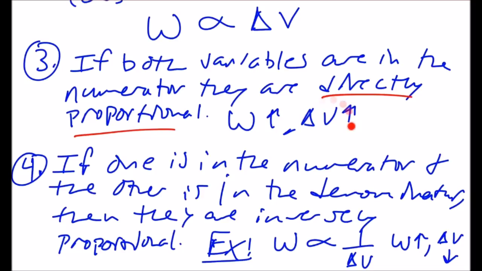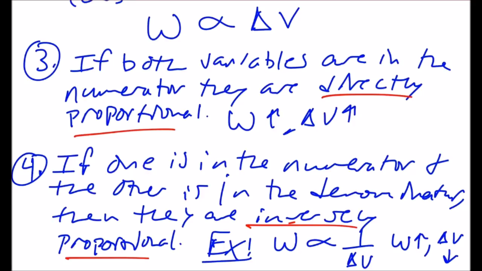So here, if the change in volume increases, then the work increases, and we'll say that's a positive value. If the change in volume were to decrease, then the work would decrease. And then finally, if you have one variable in the numerator and any other variable is in the denominator, then those two variables that are on opposite sides of a fraction, the numerator or the denominator, those are inversely proportional to each other. So one goes up, the other goes down.